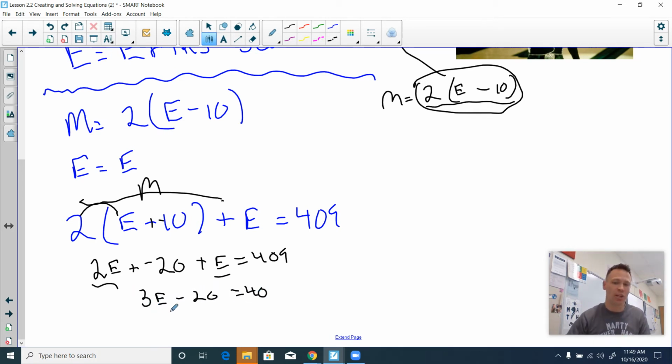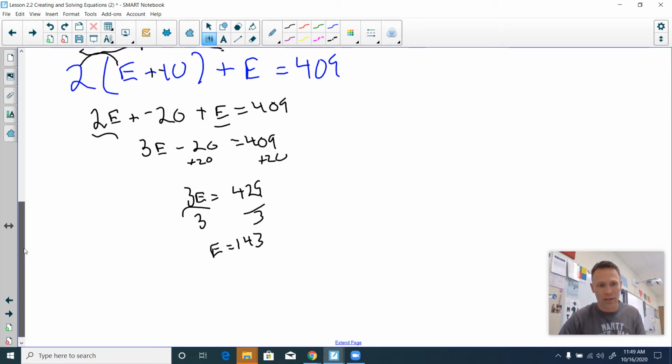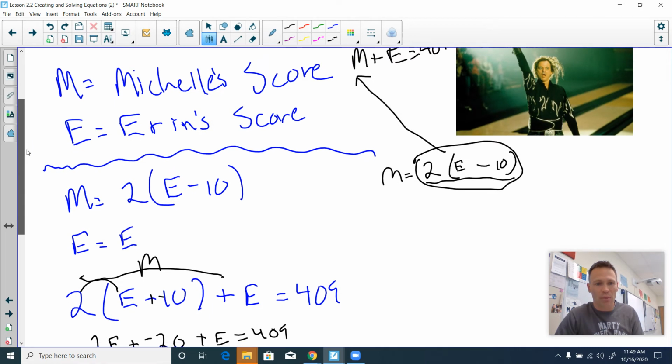And now I just have a two-step equation, 409 rather. So now I got a two-step equation, so I'm going to add 20 to both sides. I have 3E is now equal to 429. And now I'm going to divide by 3. And when I do that, E is then equal to 143. And now I have Aaron's score, okay? So that's half of the problem, right?